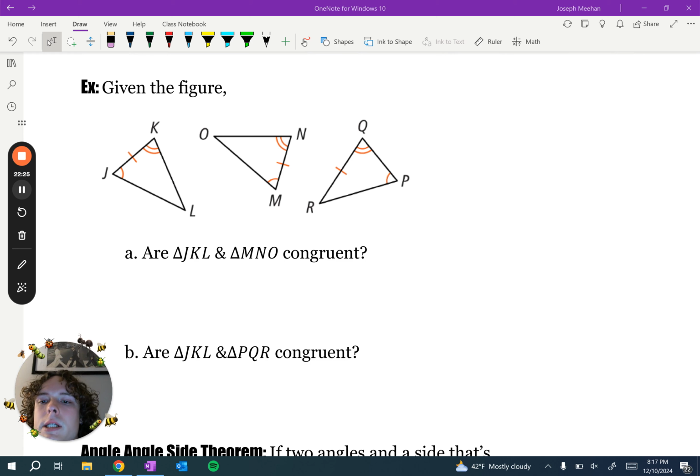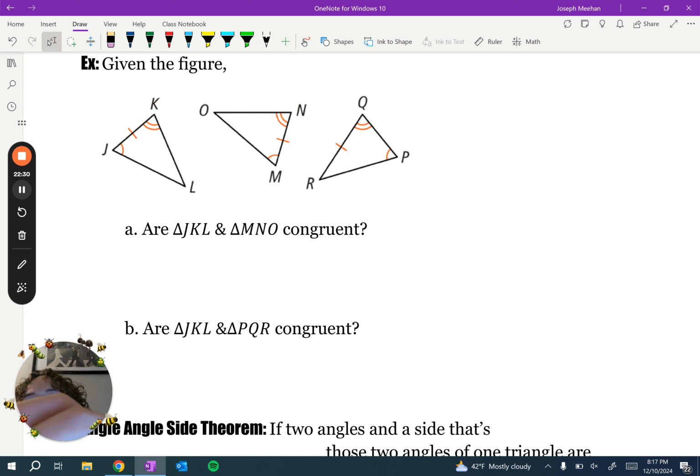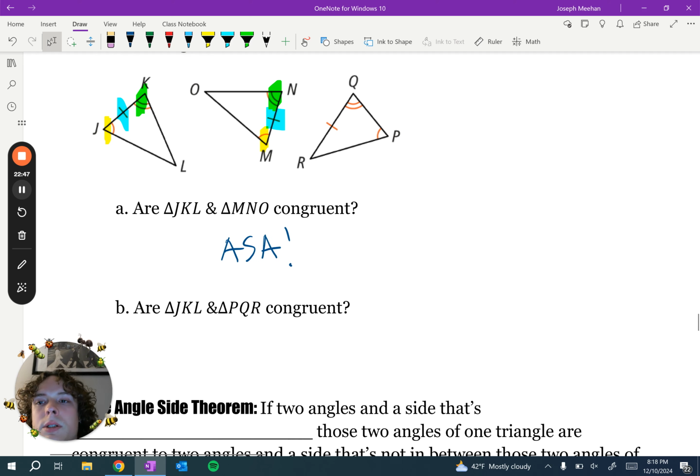It says, given the figures, are JKL and MNO congruent? Well, let's figure it out. We have angle J congruent to angle M. We have JK congruent to MN. And we have angle K congruent to angle N. So yes, they are congruent because of angle, side, angle. Huzzah!